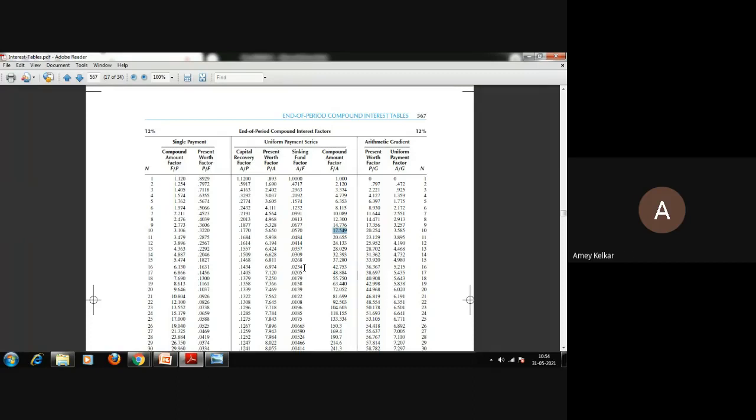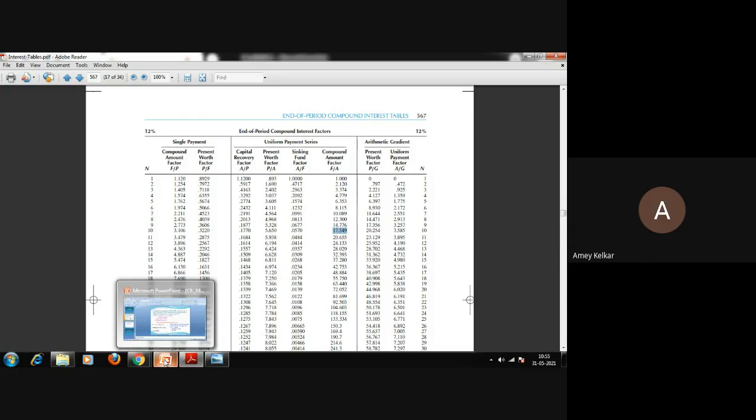17.549, yes sir. Multiply this by 1 lakh and you will get the answer directly. 17,549 ... and you have got how much? 17,54,873. Here you will get 17,54,900 something. Yeah, 900 something. So small variation will come because this is a rounded off factor.